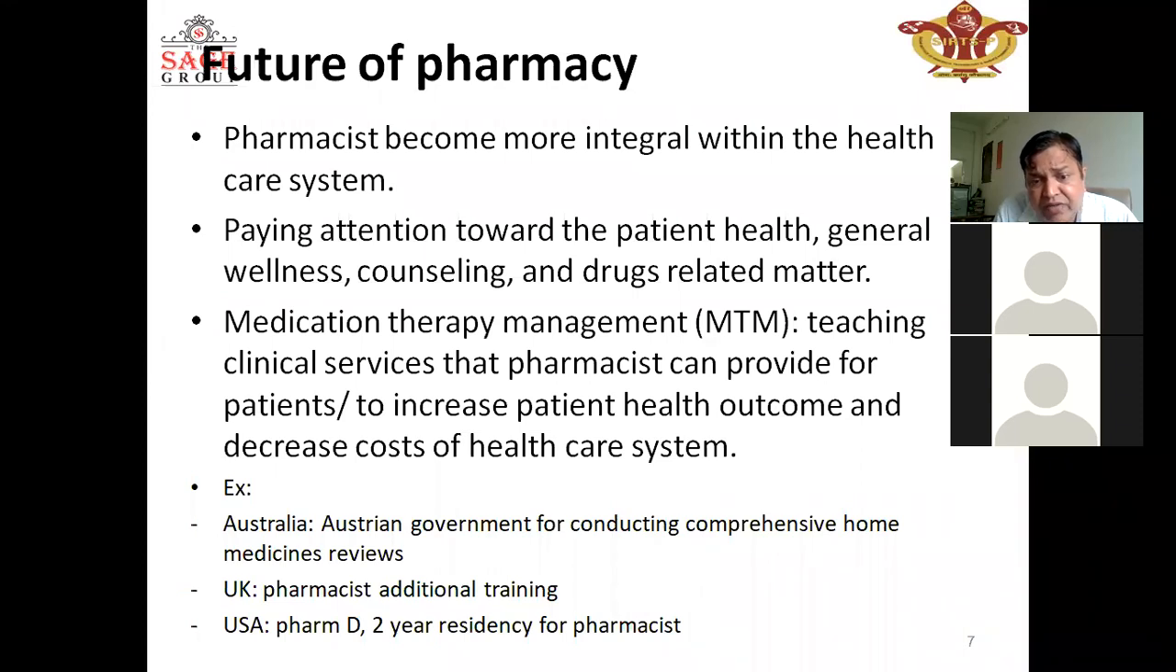They have given some examples of where pharmacists are working. In the Australian government, conducting comprehensive home medicine review is also done by pharmacists. In the UK, pharmacists get additional training for handling health services, and in the USA, Pharm.D and a 2-year residency for pharmacists. They have the right to write prescriptions. The physician only diagnoses the disease, and prescription writing is a part of the pharmacist's work. That is in practice in the USA.